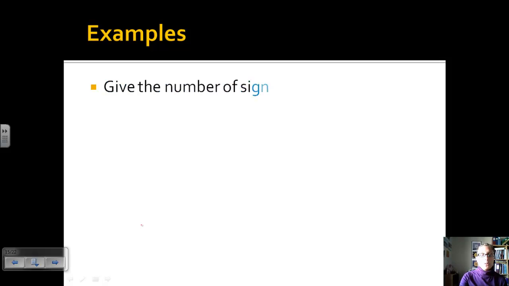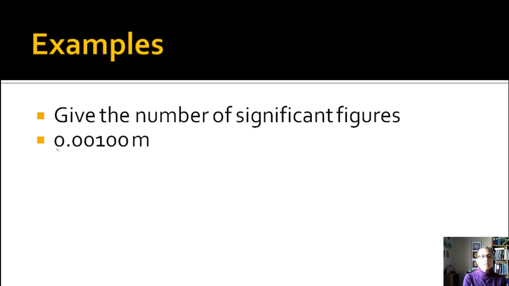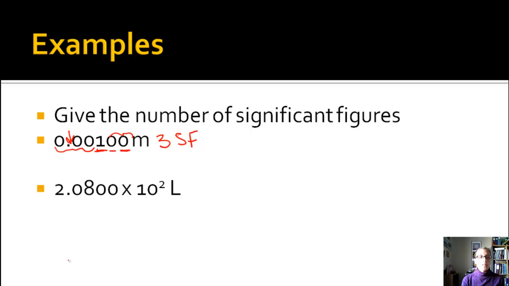Okay, let's look at a few examples. Okay, so we have 0.00100. Well, first of all, these 3 zeros here are leading zeros, and so they do not count. Here we have a non-zero integer, so that counts. Here we have trailing zeros, which only count if there is a decimal point. And because I see a decimal point, I know that these will count, and so I should have 3 significant figures.